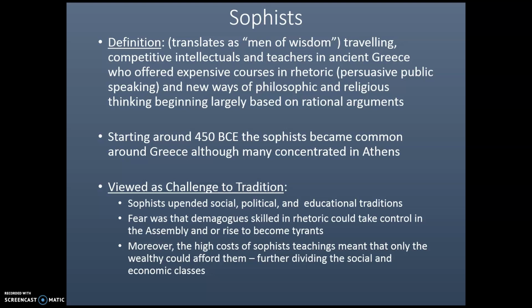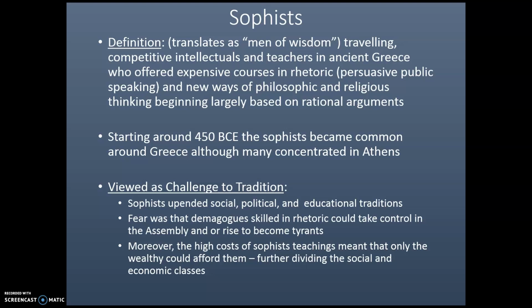What changes at this time is the sophists, these new traveling competitive intellectuals and teachers who offered expensive courses in rhetoric, again, public persuasive speaking, and new philosophic and religious thinking. They're a challenge to the system. Why do you have all these sophists, especially in Athens? Lots of money around, and people need their kids educated here. So they became common around Greece, but again, most flocked to Athens because that's where the money is.